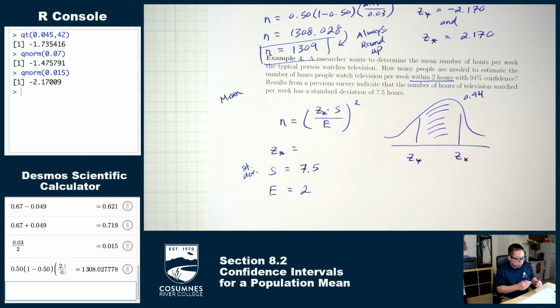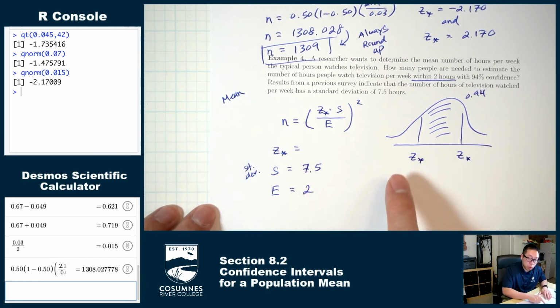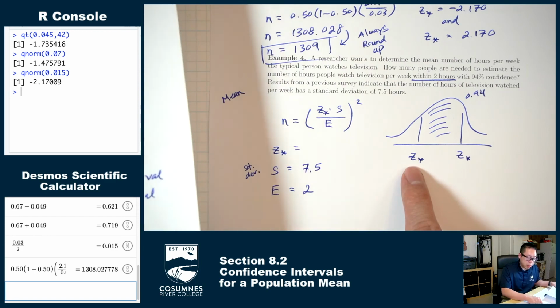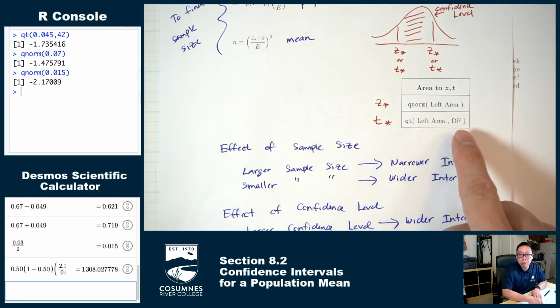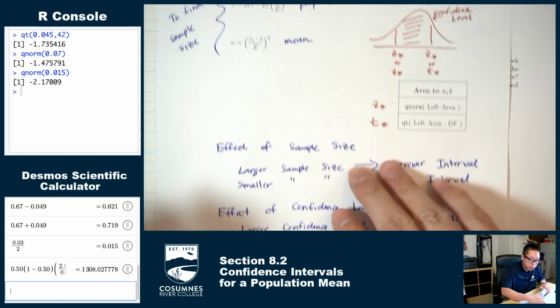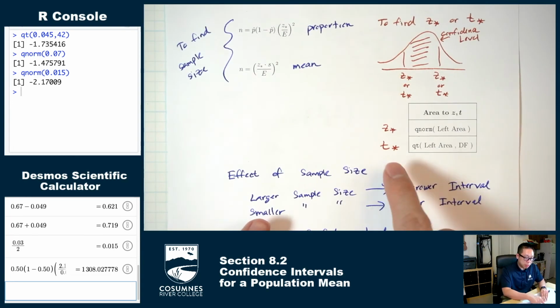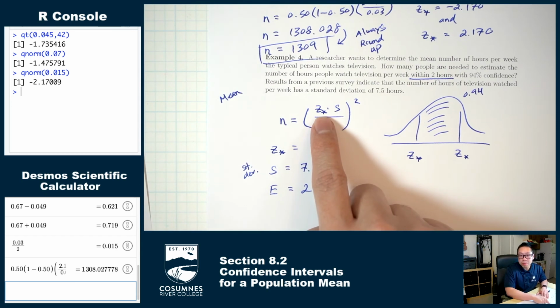Now, you may be asking, why is it a Z star here and not a T star? Because it is a mean situation. Why is it a Z star and not a T star? And the answer is, if I wanted to find a T star, I would need a left area and a DF, a degrees of freedom, which is going to be the sample size minus 1. So I need a sample size in order to find a T star. But the whole point of this question is to find a sample size. So I can't put a T star there because I don't know the sample size. The next best thing is to put a Z star.